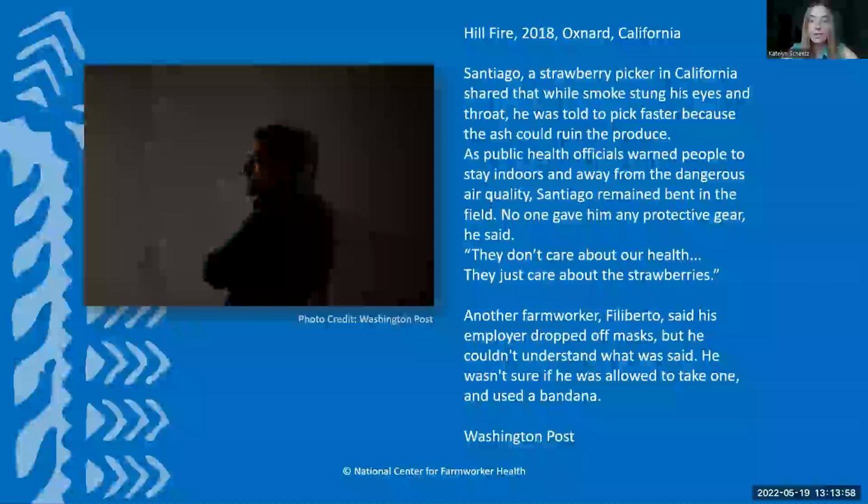So as public health officials were warning people to stay indoors and away from the dangerous air quality, he remained bent in the field. And he also shared that no one provided any sort of protective gear. And he shared that he feels that they don't care about our health, just about the care of the strawberries.